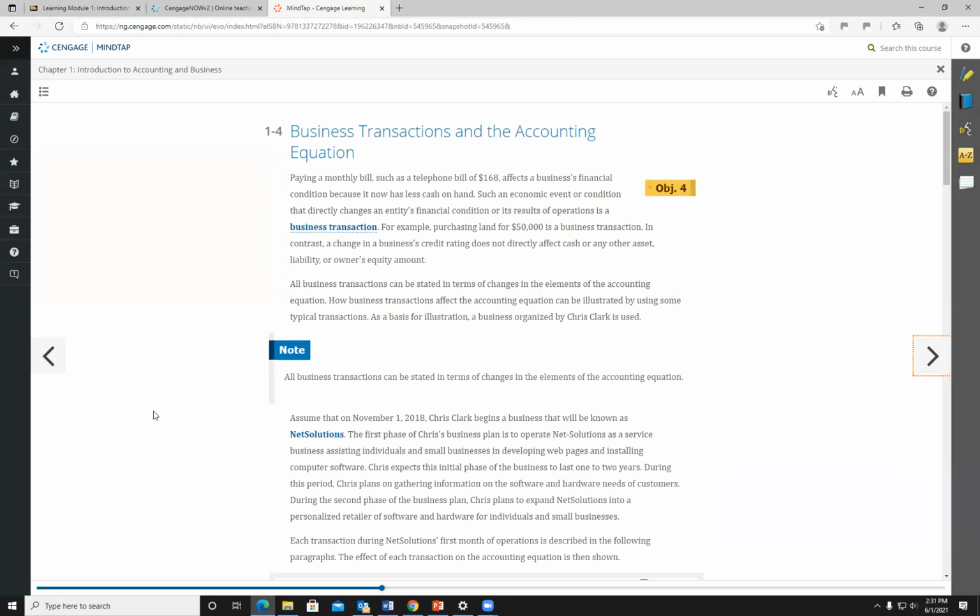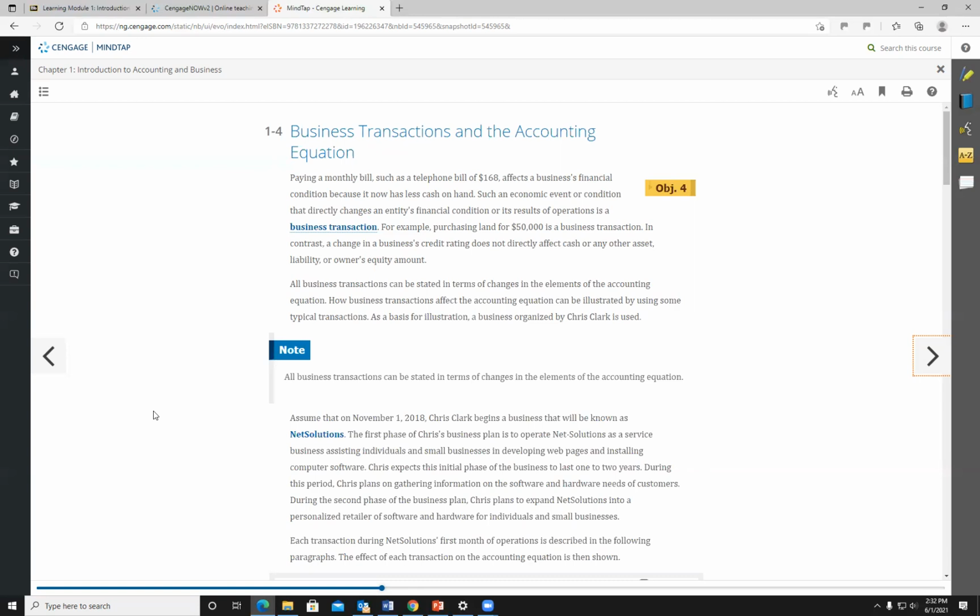Now, let's talk about business transactions and the accounting equation and how they all play together. What is a business transaction? Paying a monthly bill, such as a telephone bill, affects a business's financial condition because it now has less cash on hand. Such an economic event or condition that directly changes an entity's financial condition or its results of operations is a business transaction. So in other words, every time you pay a bill, you reduce your cash. That's a business transaction. Every time you sell a good or service and you increase your cash, that's a business transaction. Another example, purchasing land for $50,000 is a business transaction.